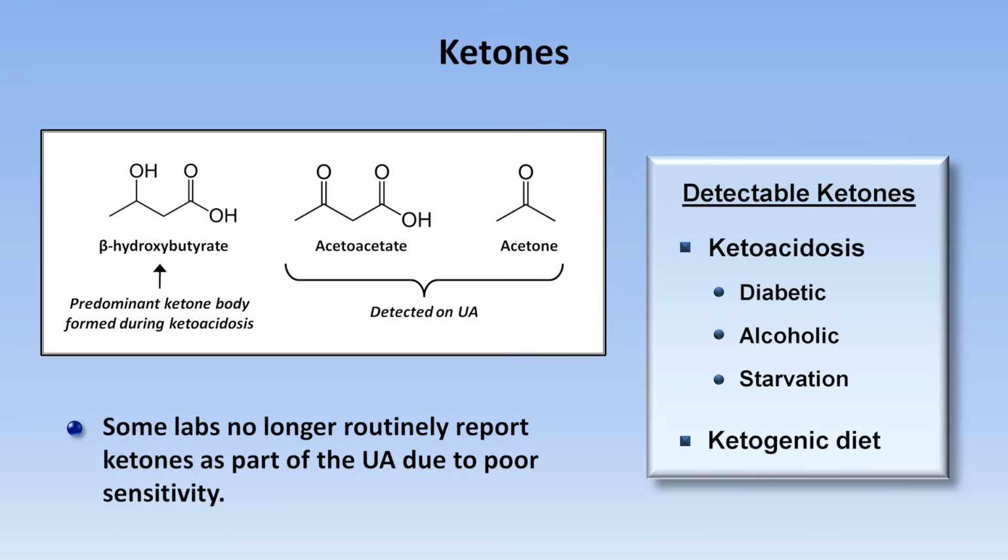An interesting phenomenon can be seen with treatment of ketoacidosis in that clearance of the undetected beta-hydroxybutyrate requires it to be first converted to the detectable acetoacetate. So as a patient is actually improving, the urine ketones can switch from negative to positive, giving the false impression the condition is worsening.